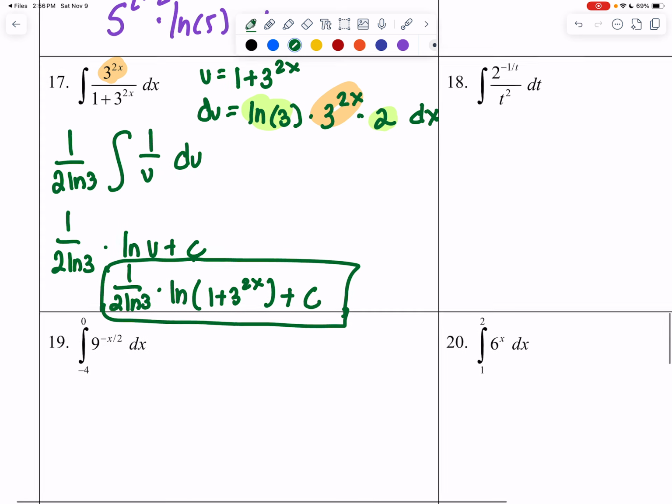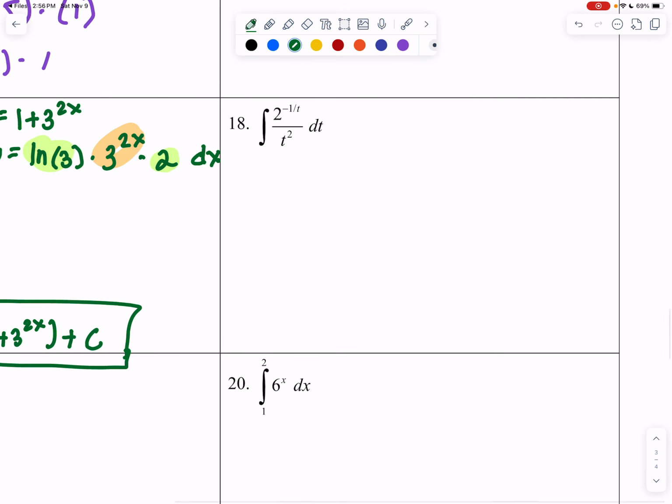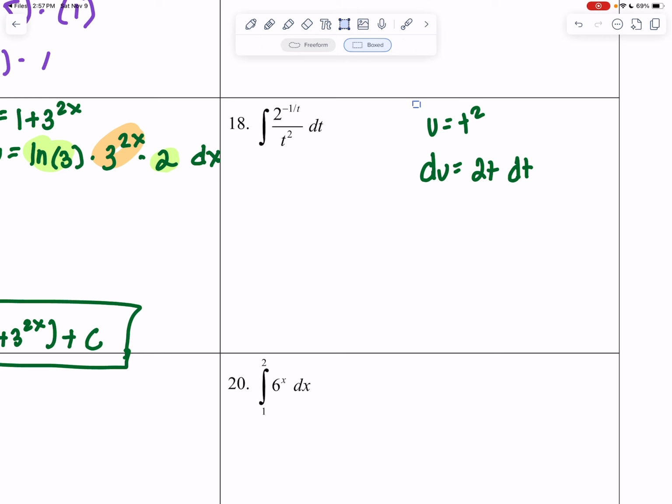All right, same thing for number 18 here. I'm going to think about what my u should be, whether it is negative 1 over t or t squared. Now, if I set u to be t squared, I'm going to have du to be 2t dt. Unfortunately, I can't do anything with this right here because this is t to the negative 1 over t. So I can't really choose u to be that, even though t squared is in the denominator, and we usually check the denominator first.